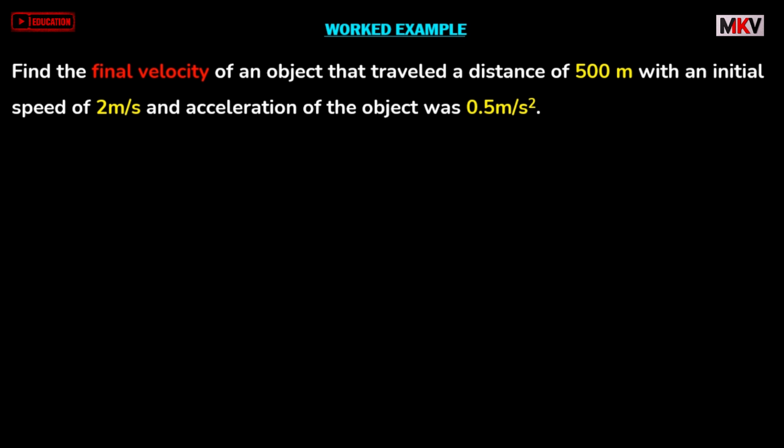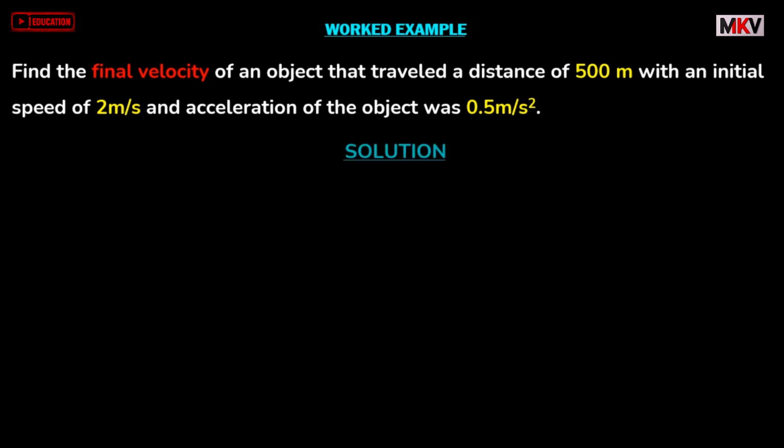Now, here's another question that we want to try. Find the final velocity of an object that traveled a distance of 500 meters with an initial speed of 2 meters per second. And acceleration of the object was 0.5 meters per second squared. So here we are looking at final velocity. It had a distance it traveled, initial velocity and acceleration. We are looking for final velocity. So there's no time inclusion here.